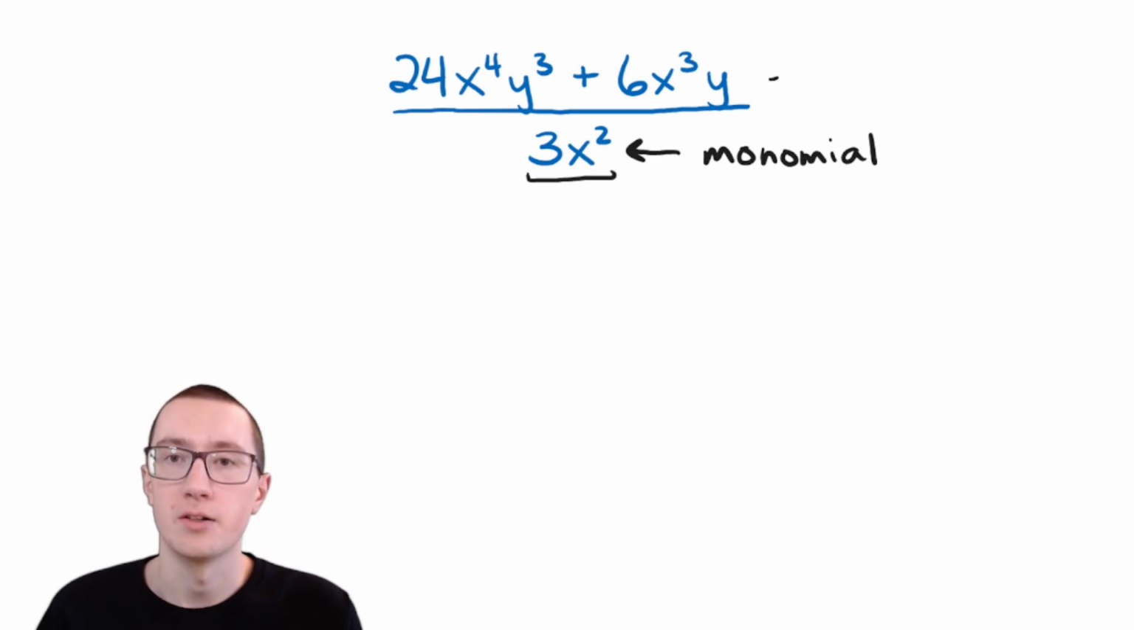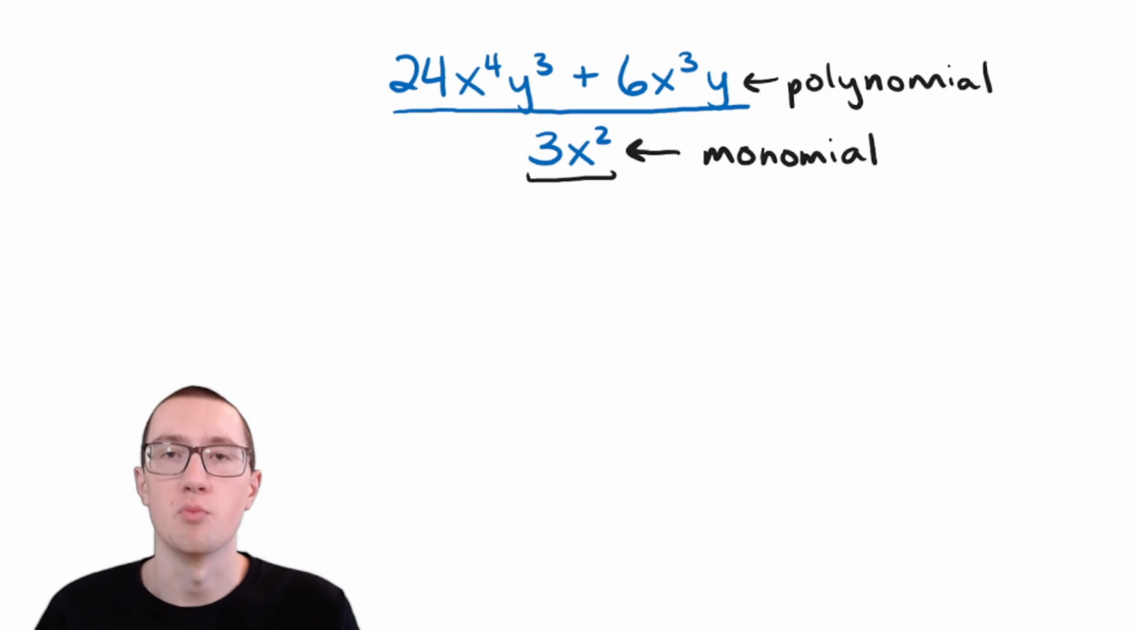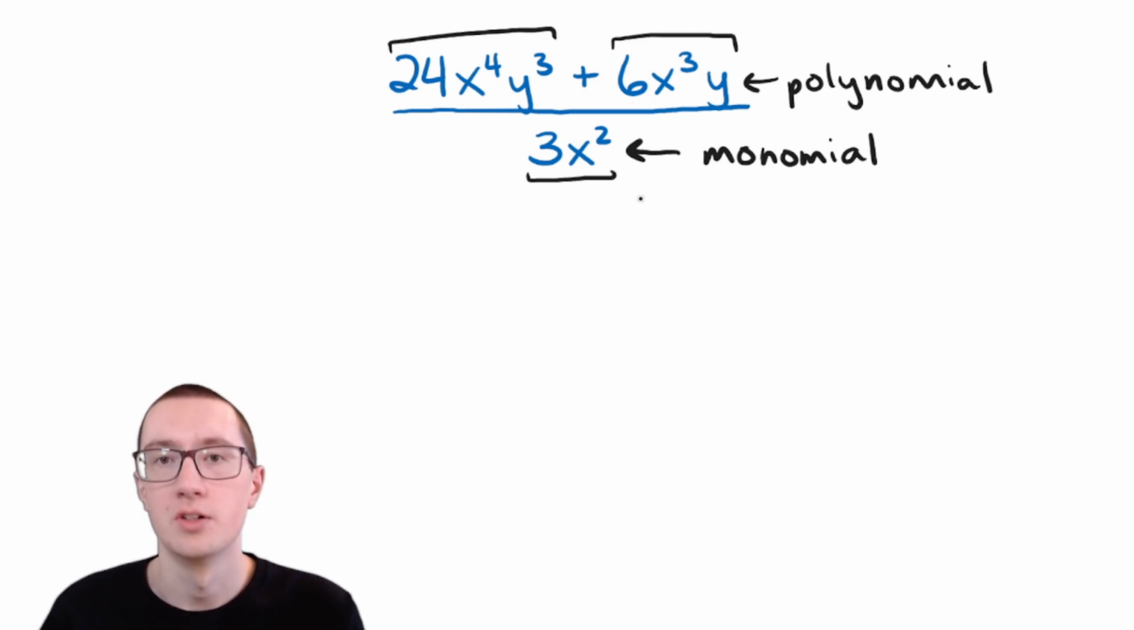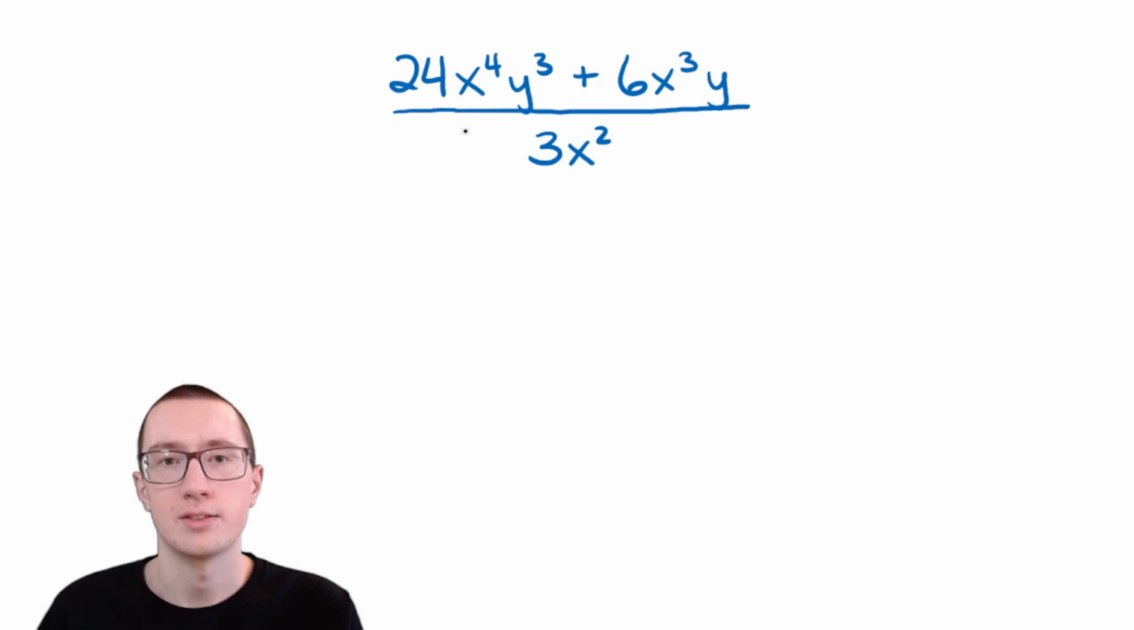But this part up here, this is a polynomial. And this is a polynomial because we have multiple clumps of numbers and letters. Actually, we have two of them. We have one right here, and then plus, and then we have one right here. So this is a polynomial. So how do we divide these? And yes, this is division.